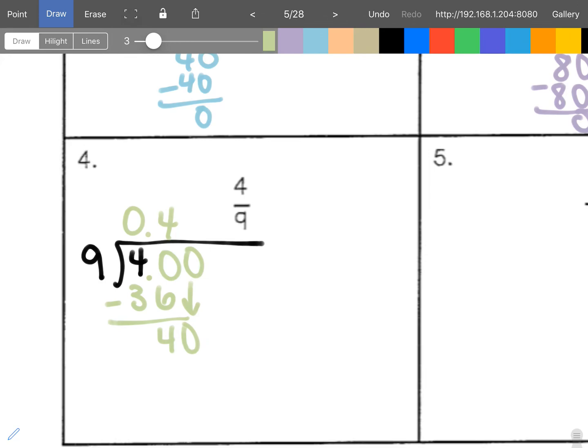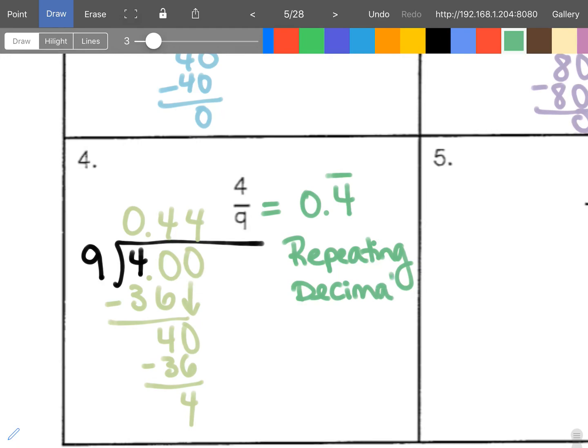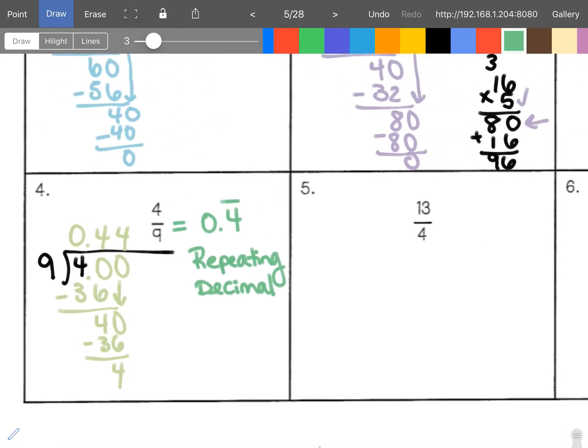And now we're doing 9 into 40 again, right? So that's going to be 4 again. And it's just going to keep giving us that 4 over and over and over. So the way that we write this is we say 4/9 as a decimal is 0.4 with a line over the 4, because the 4 is repeating. And therefore this is a repeating decimal.